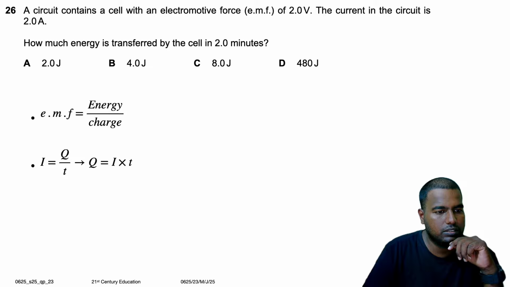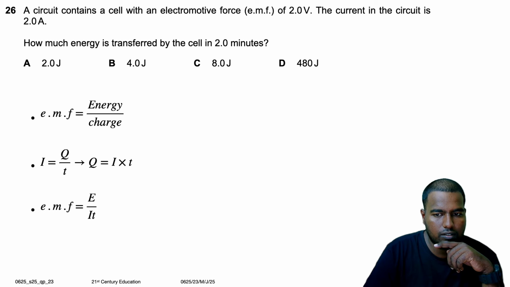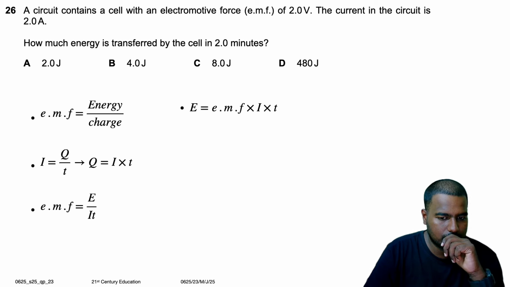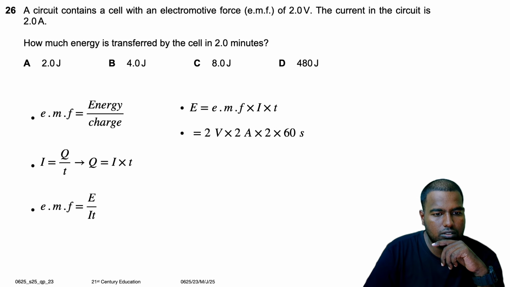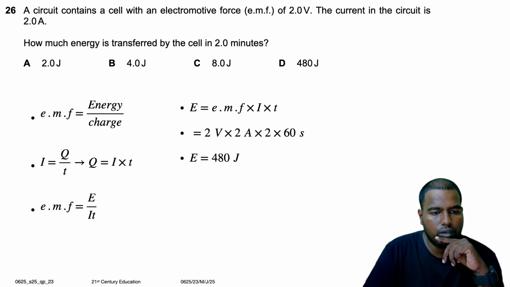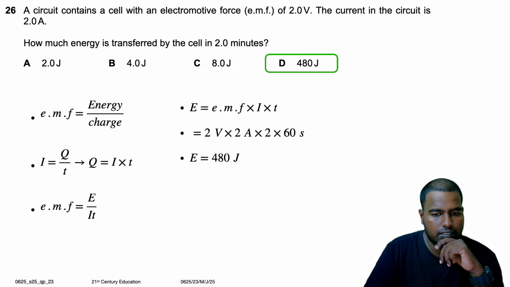So instead of EMF equal to energy by charge, instead of charge, I'm going to write I into T. So let's rewrite this equation for energy. EMF into current into time. That's the energy in the circuit. So it will be 2 volt into 2 ampere into 2 into 60 seconds. Why 2 into 60 seconds? It's given as 2 minutes. We have to convert it into seconds. So 480 joule. D is the right answer.